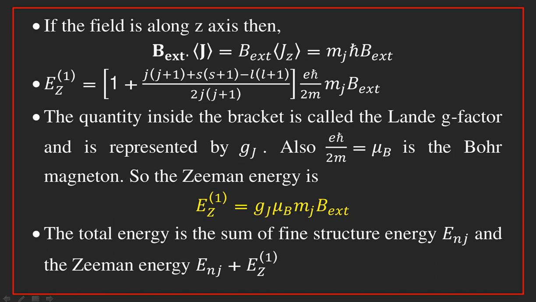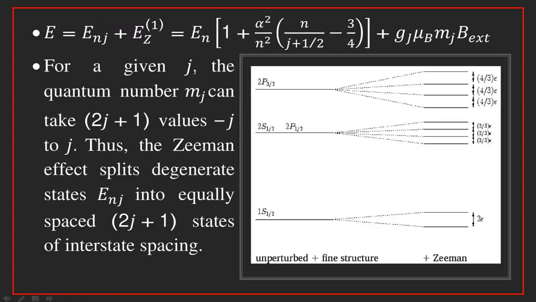Now it is the unperturbed energy levels. Into that energy level we are adding a correction due to the perturbation. So that unperturbed energy level is the fine structure energy, and with the Zeeman energy it becomes the total energy, that is Enj plus Ez of 1. Therefore, E is equal to Enj plus Ez of 1.